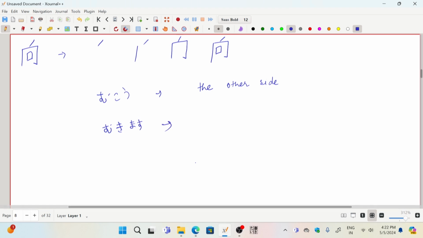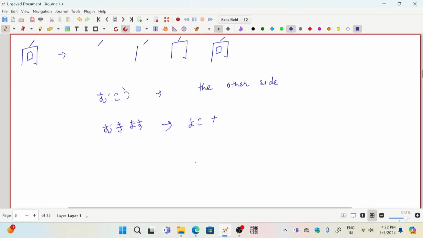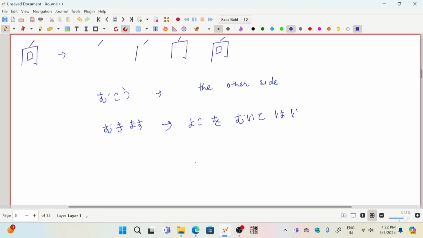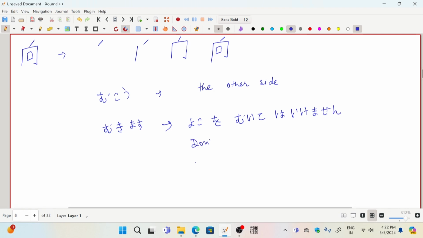So let's make a sentence. If I say yoko o muite wa ikemasen, the pattern we have done is don't look down. Okay, so yoko o muite wa ikemasen. It means don't look down.